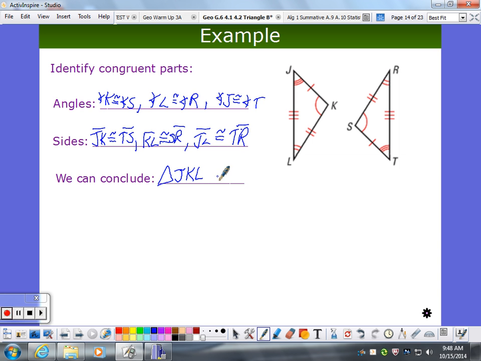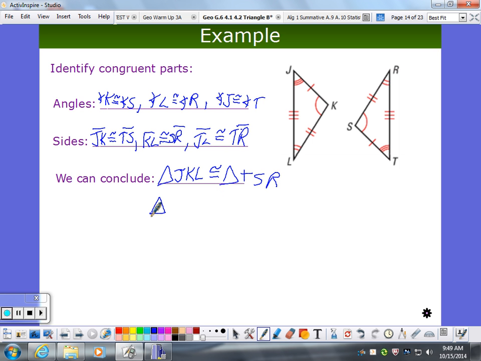JKL, how am I going to write what is congruent to? JKL congruent to what? Well, J is the one with 3, so T. K is 1, so that's S. And then L has 2 of them, so it must be R. So the order is helping me figure out what's congruent.